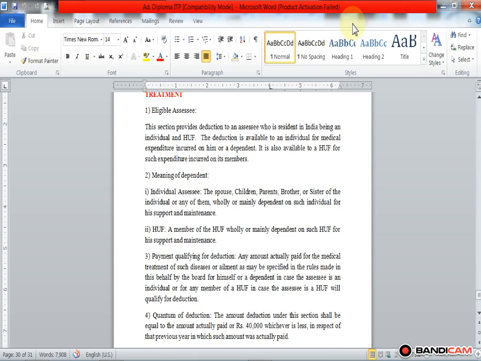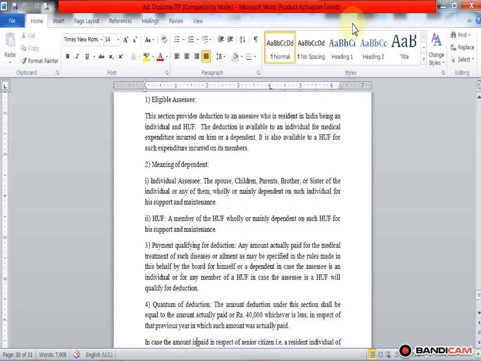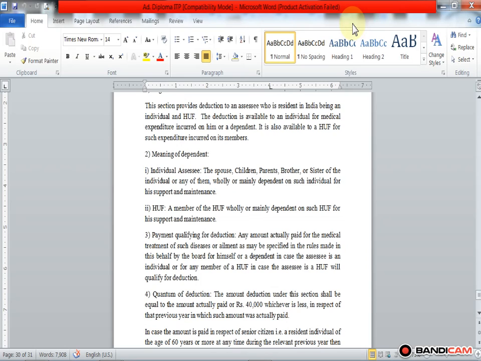Now, payment qualifying for deduction. Under this section, the amount allowable for deduction is given here. Payment qualifying for deduction means any amount actually paid for the medical treatment of such diseases or ailments as may be specified in the rules made in this behalf by the board, for himself or dependent if the assessee is an individual, or for any member of HUF if the assessee is a HUF.